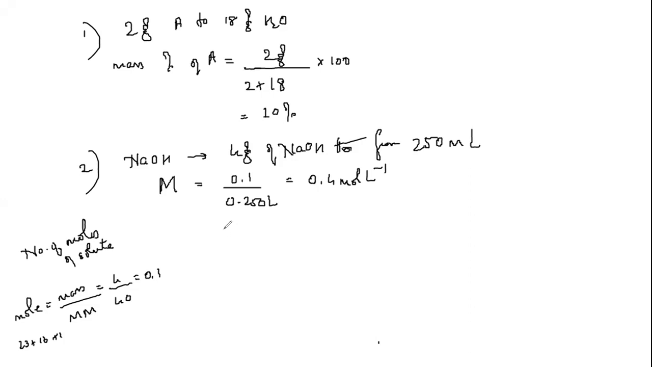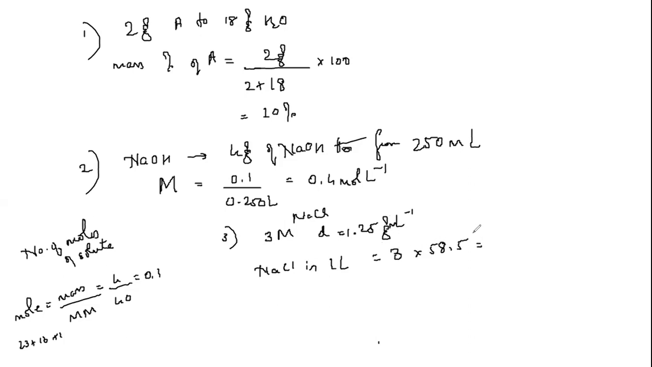Calculate the molality. Let me say the density of a 3 molar NaCl solution is given. Its density is 1.25 grams per milliliter. Calculate the molarity, so molarity is 3. What is the mass of NaCl in 1 liter of solution? 3 moles of NaCl, with the molar mass of NaCl being 58.5. The answer comes out to be 175.5.